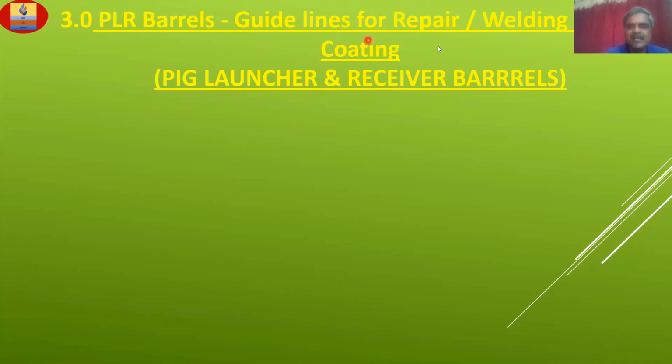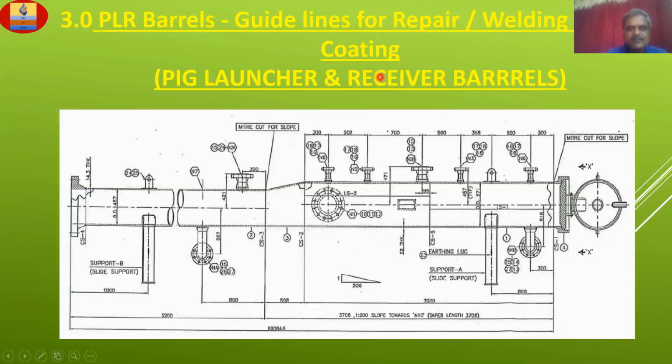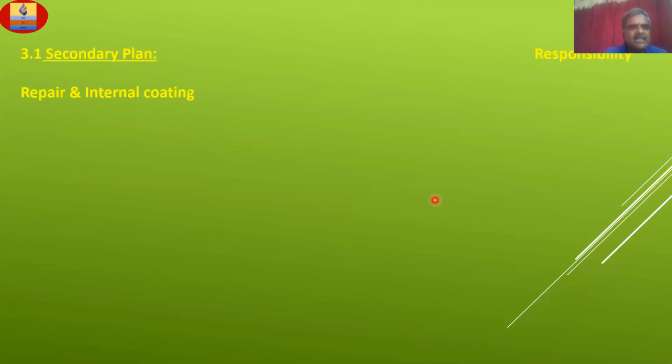PLR barrels, guidelines for repair and welding and inside coating. Pig launcher and receivers. PLR means pig launcher and receiver. This is a pig launcher or receiver. Okay, this diagram. Secondary plan, responsibility, repair and internal coating. Pig launcher and receiver equipments.